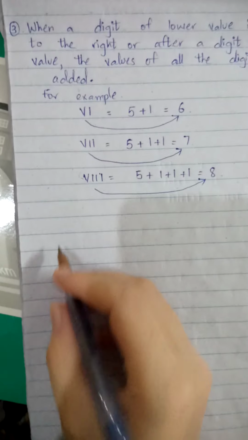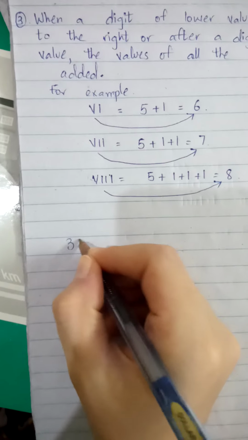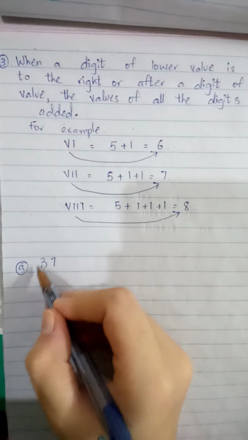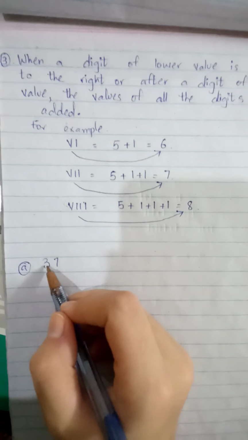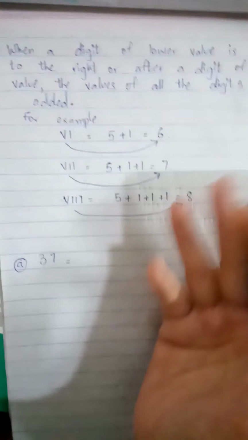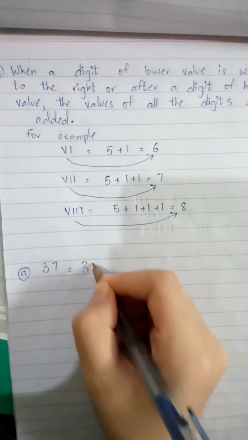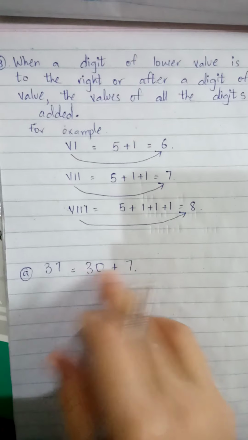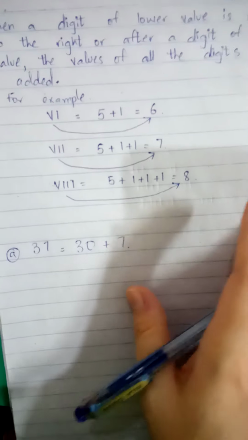Now let's solve a few examples together. I want to write 37 in Roman numbers. First of all, this number stands for 30 plus 7. So I will break it down, and this is how I will write it in Roman numbers.